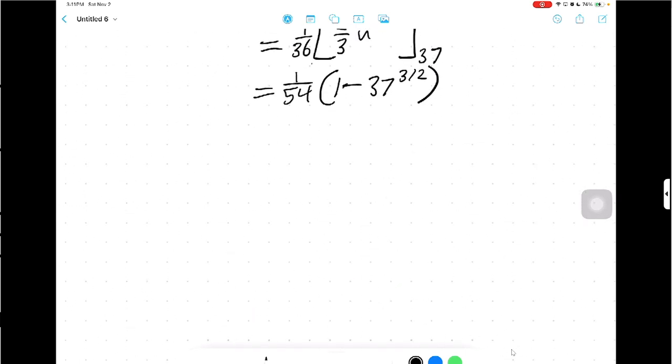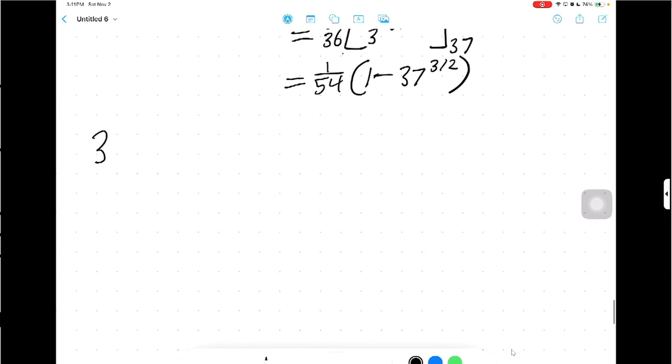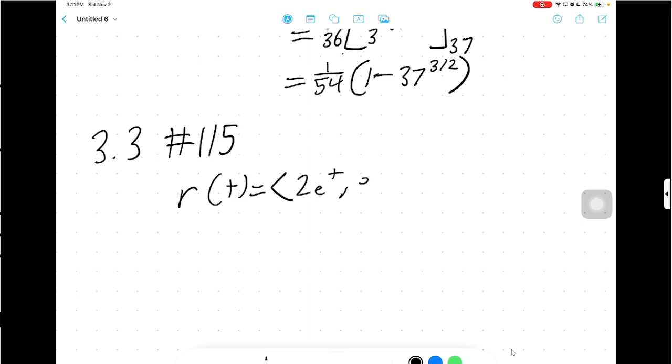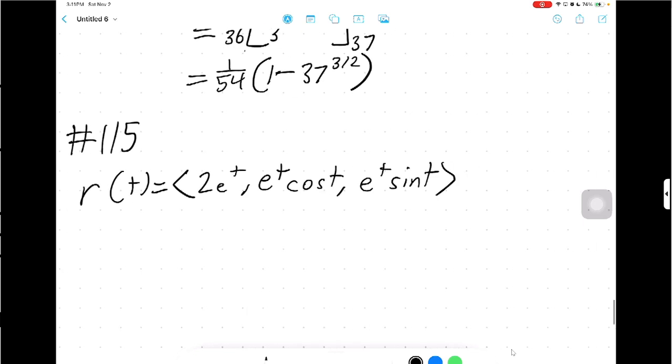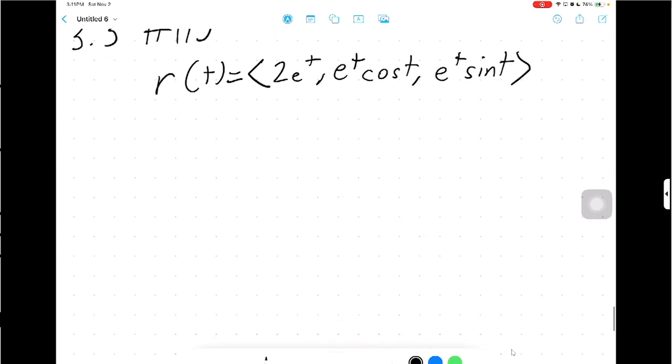All right. 115 and 123. There's 115, which says that given r of t is equal to 2e to the t, e to the t cosine t, e to the t sine of t, determine the tangent vector T of t, capital T of t.